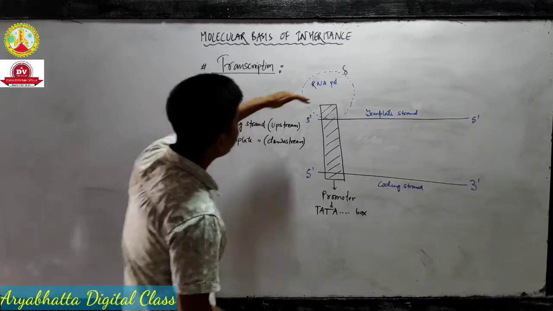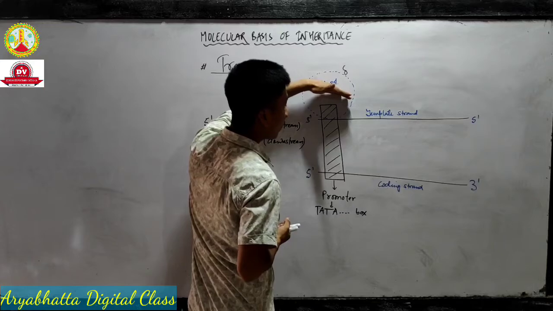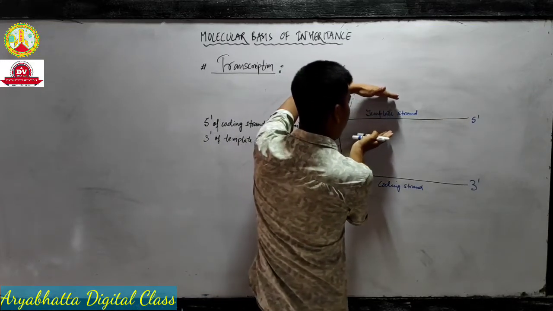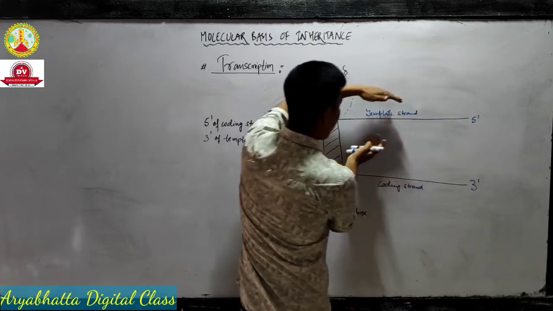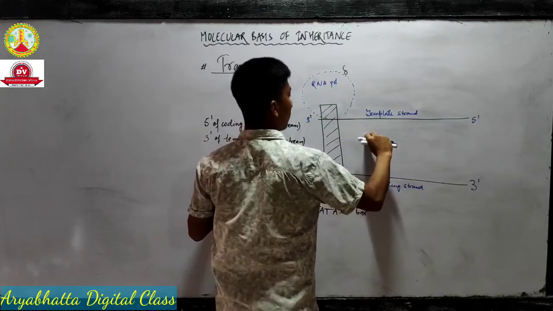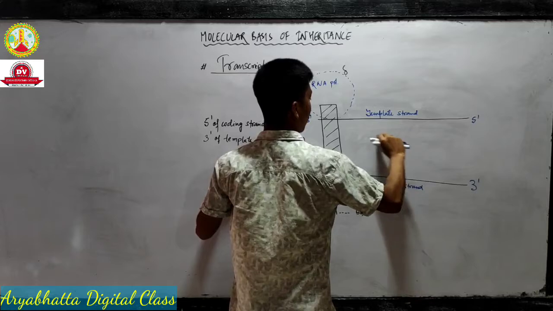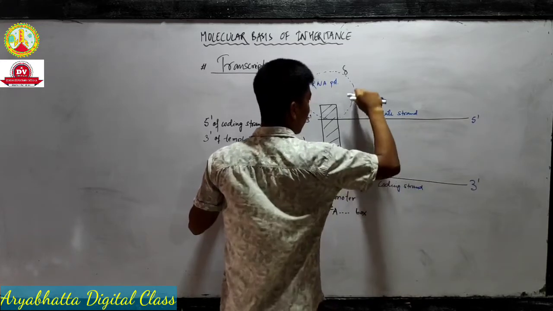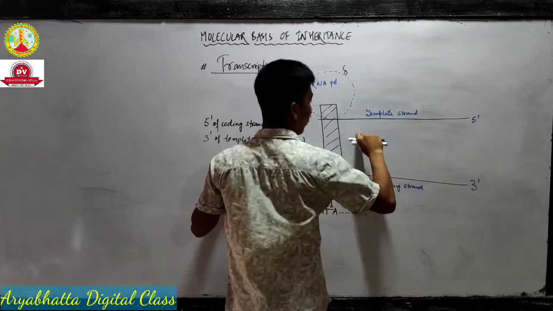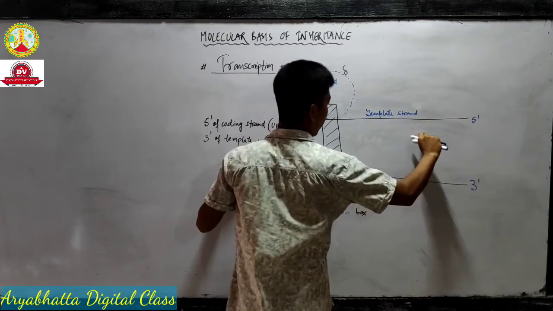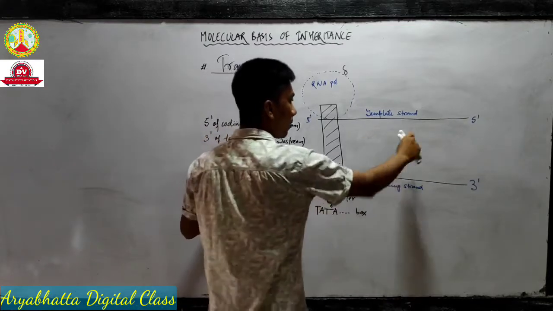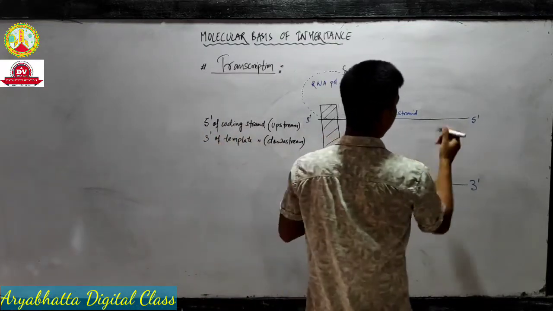Now, when this RNA polymerase enzyme slides over this template strand, it is going to synthesize a new nucleotide sequence, and that nucleotide sequence is mRNA. It is nothing but mRNA. When it slides over this strand, it is going to synthesize mRNA along with it, until it reaches a terminator sequence.